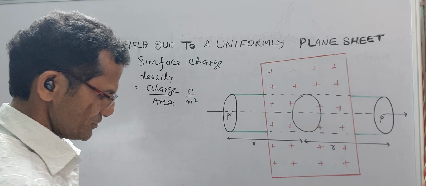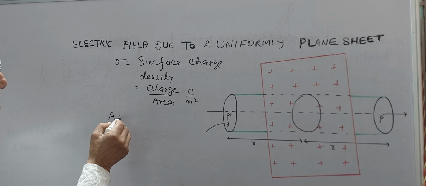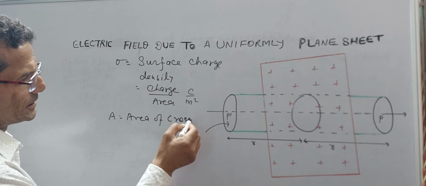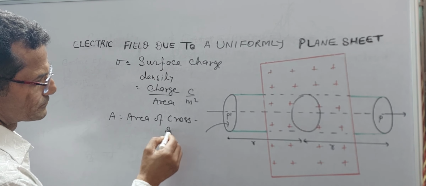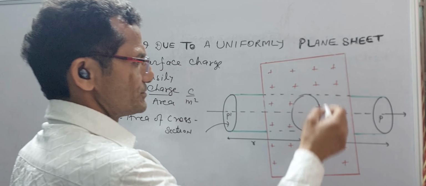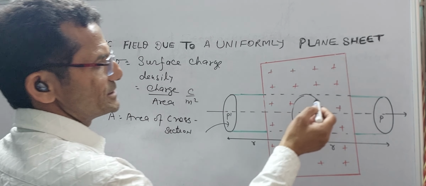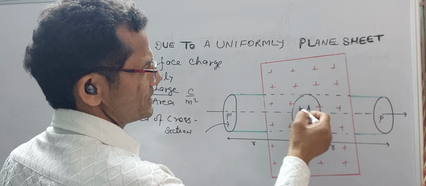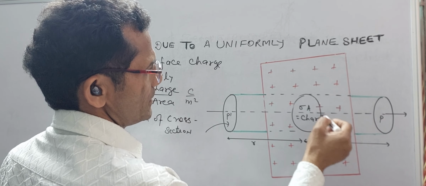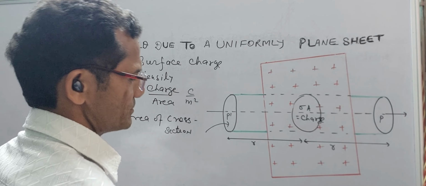Let us suppose A is the area of cross section. Its area of cross section is equal to A. So the total charge inside this one will be, now you know that sigma is charge per unit area and its area is A. Now the total charge on this will be sigma times A. Only this is the charge inside this cylindrical Gaussian surface.